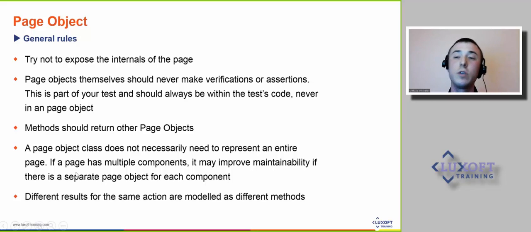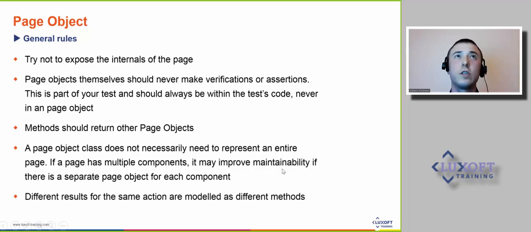A page object class does not necessarily need to represent an entire page. If a page has multiple big components, it may improve maintainability if there is a separate page object for each component. So we can extract some components on this page to different page object classes. But on the main page, we may make methods that will return our extracted block components.